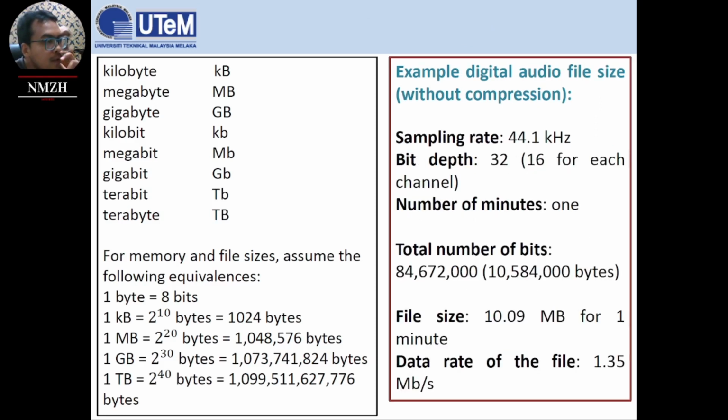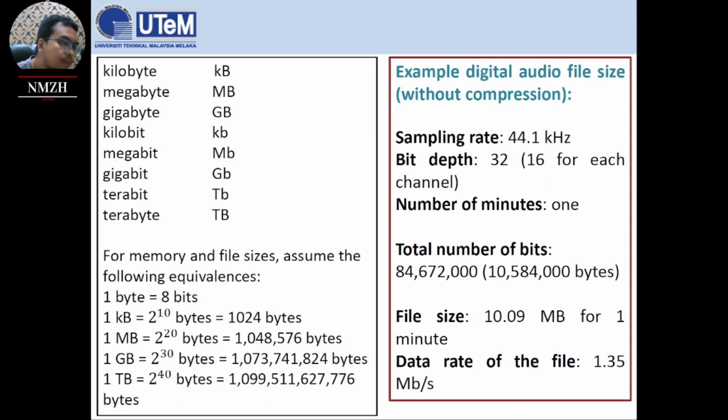So now shall we go to the sound? This is the audio file that we have. Let's say this file does not have any compression. So we have the specification given to us as 44.1 kilohertz, and the bit depth is 32 since there are 2 channels with 16 bits for each. Say that the audio file is 1 minute, meaning 60 seconds. We need to calculate it.